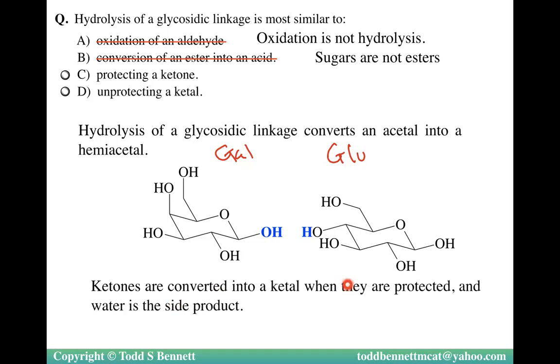Ketones are converted into ketals, so that's close. So ketal and acetal, ketone and aldehyde, they're similar in that sense. So I think I'm close to something going on here. Protecting a ketone would be converting the ketone into some sort of ketal. In this case, it's more like unprotecting. We're breaking the acetal and turning it into a hemiacetal. So that's more in tune with something being broken or unprotected, having a group removed. Hopefully this question makes sense.